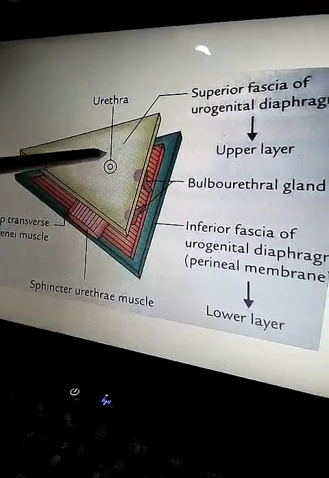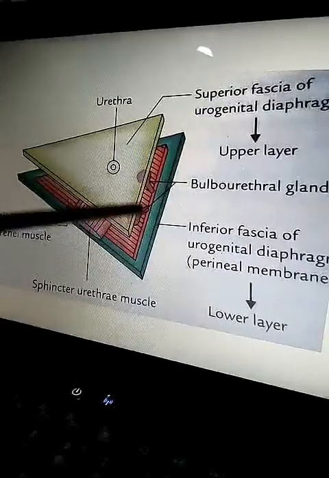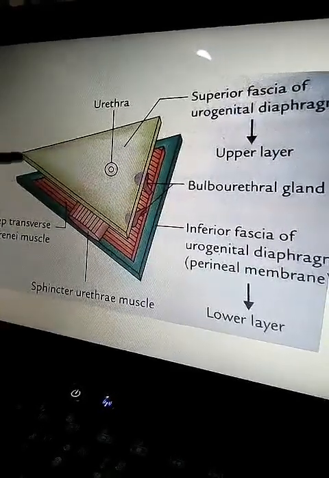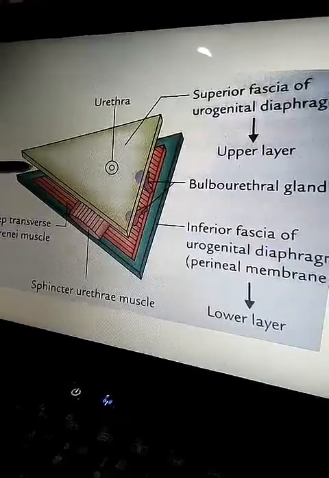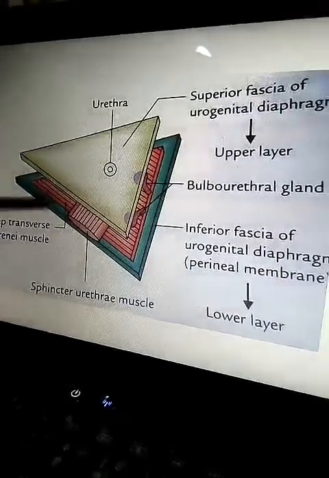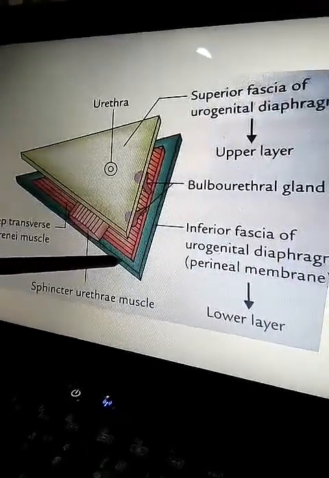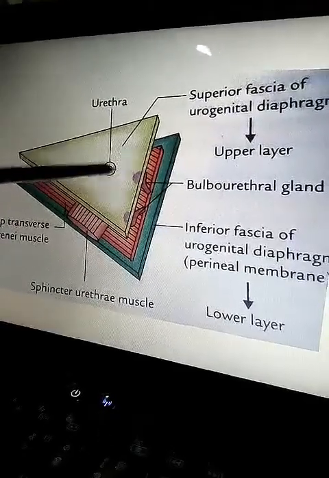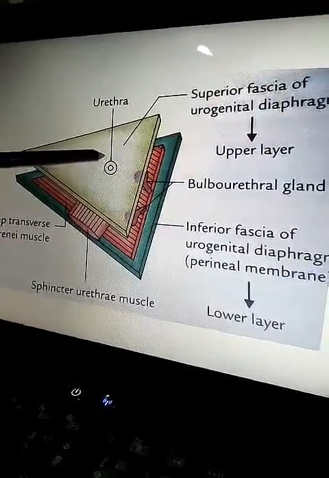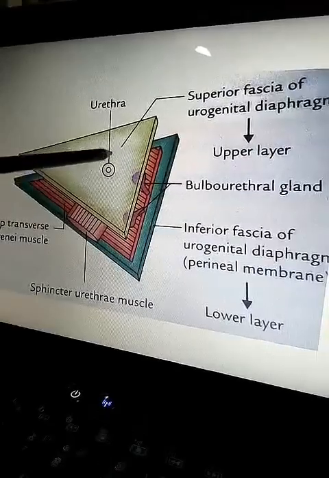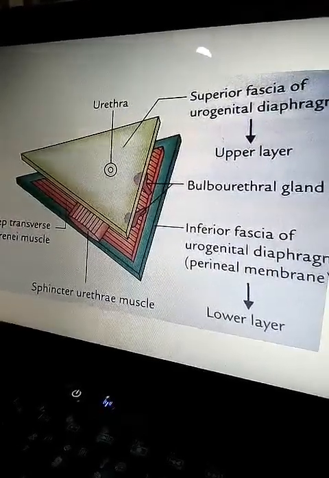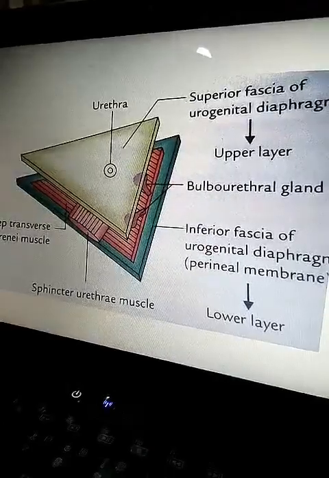This triangular diaphragm occupies the urogenital triangle with its apex behind the pubic symphysis and its sides attached to the ischiopubic rami. It is pierced by the urethra in the male and by the urethra and vagina in the female, and it contains the bulbourethral glands in the males.